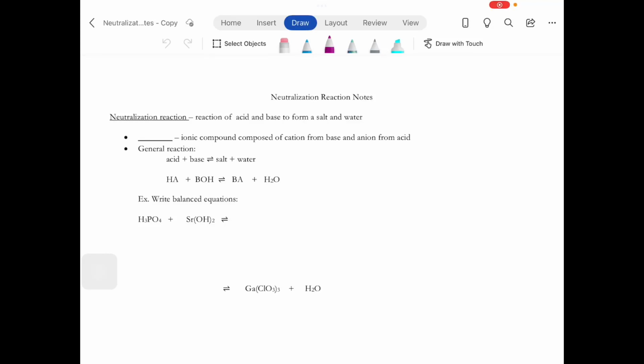Hi students, today we're going to talk about neutralization reactions. So a neutralization reaction is a reaction of an acid and base to form a salt and water.